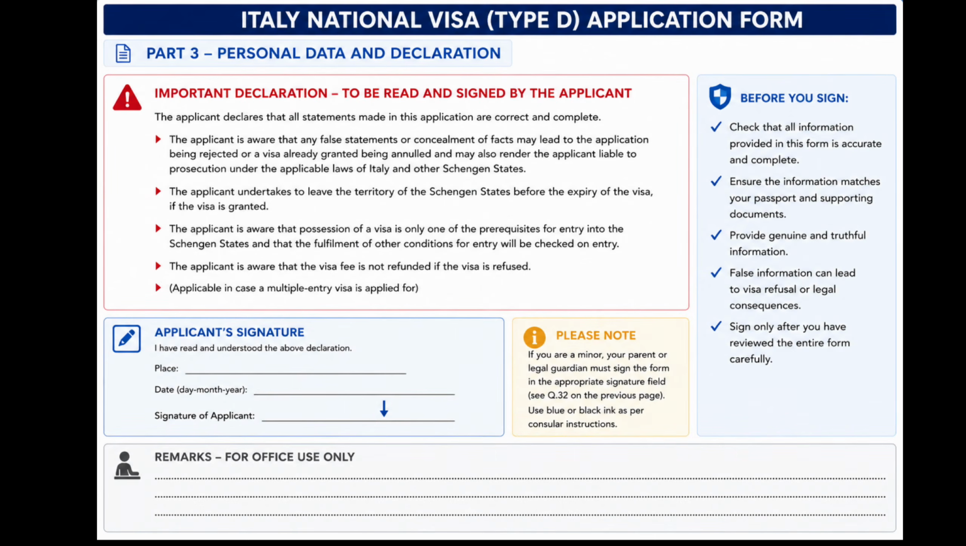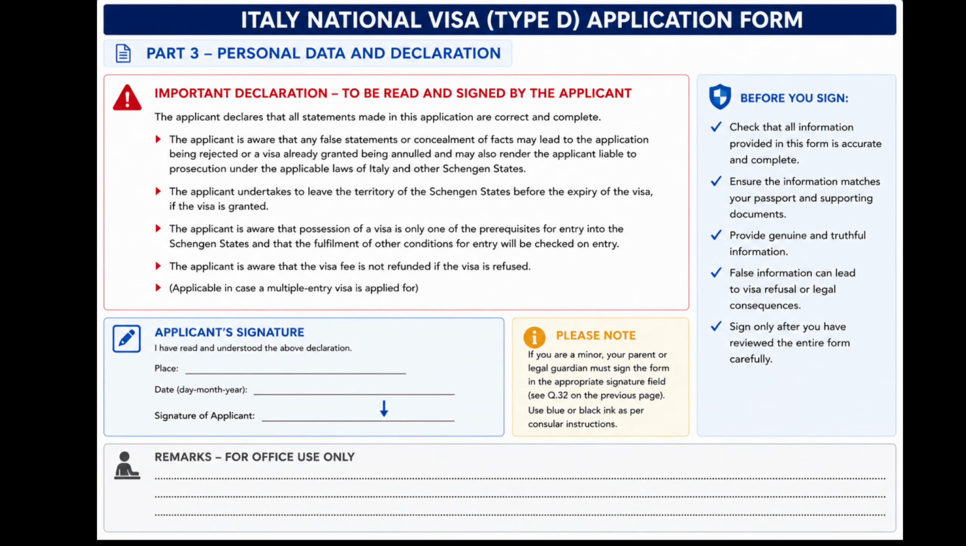Page 3, personal data and declaration. Now we reach the final page. This page contains the information on the processing of personal data. It explains how information connected with your visa application may be collected and processed by the relevant authority. This can include information such as your personal data, photographs, and where applicable fingerprints. You do not need to memorize this entire legal section. However, you should understand that your information is provided as part of this visa application procedure.